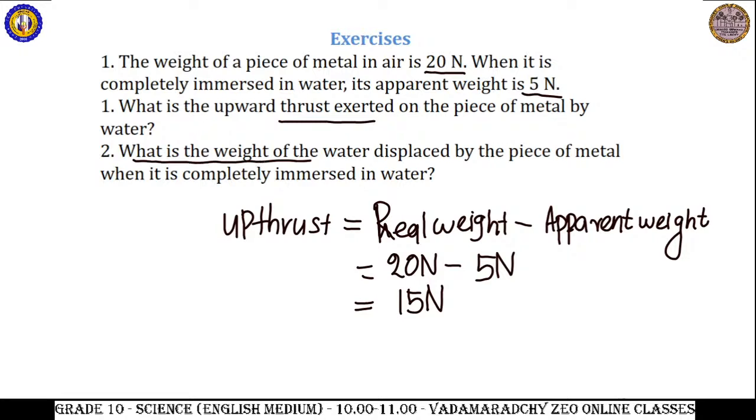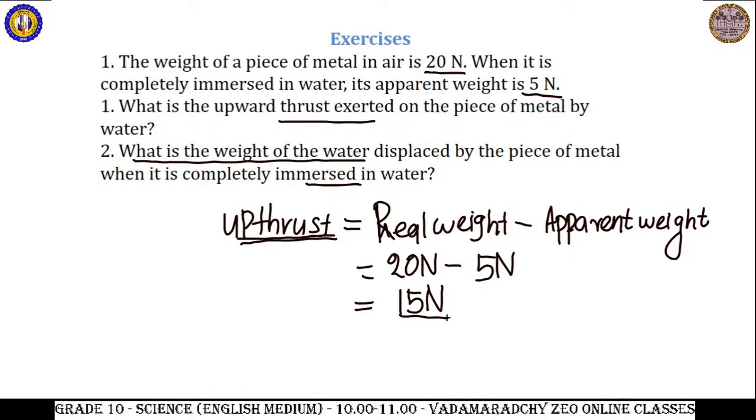What is the weight of water displaced by the piece of metal when it is completely immersed in water? We have studied Archimedes principle. That is, when an object is immersed partially or completely in water, the upthrust, that is the upward force exerted on the object, is equal to the weight of the displaced water. Okay, we have already found that the upthrust is equal to 15 Newton.